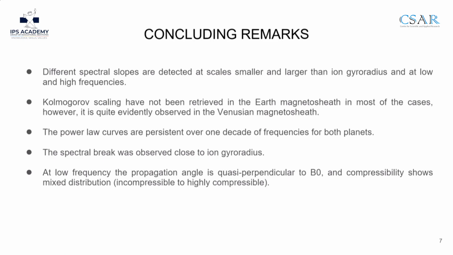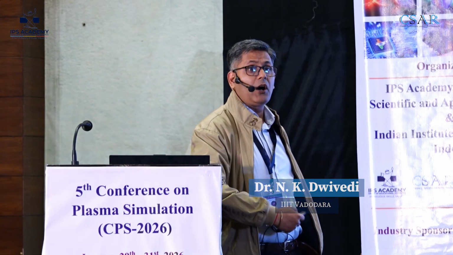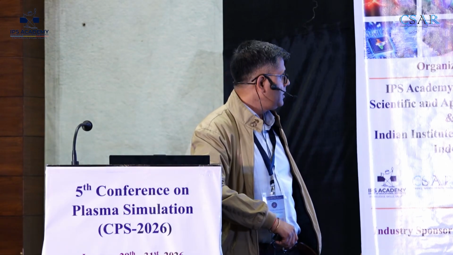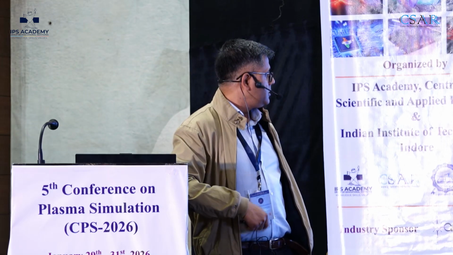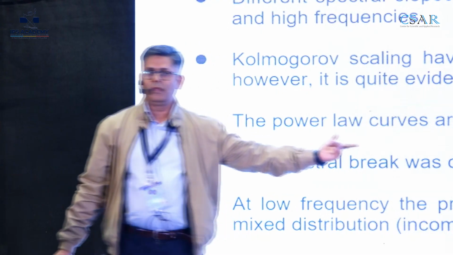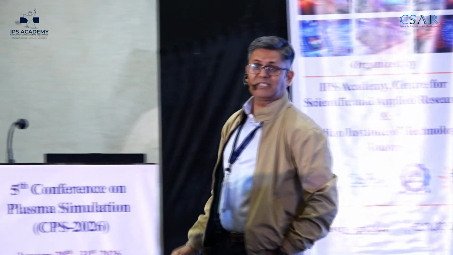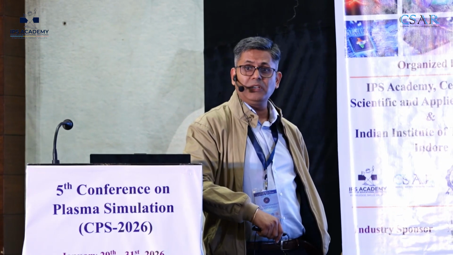In most of the cases, we have not seen Kolmogorov scaling in the case of the Earth magnetosheath, which you usually see in the solar wind. However, it was evidently observed in the case of Venus. Then the power law is consistent for at least one decade of frequency. If you see the spectra, you can see that. And the spectral break was observed close to the ion gyro radius. The most important point which we have observed is that at low frequency the propagation angle is quasi-perpendicular to the mean magnetic field, and compressibility shows a mixed distribution, highly compressible to incompressible.